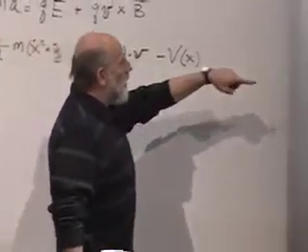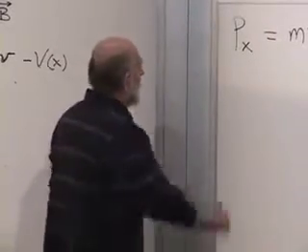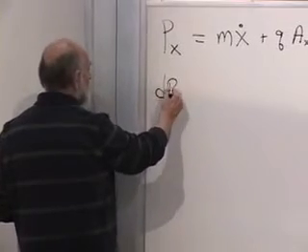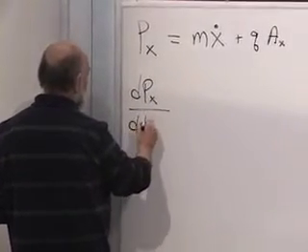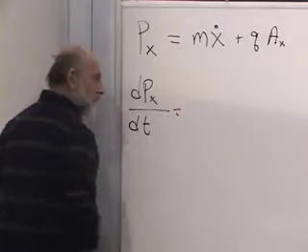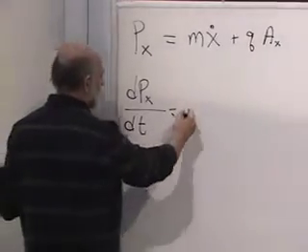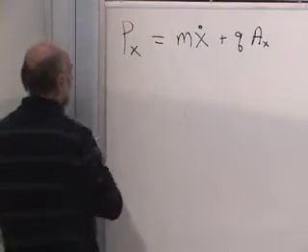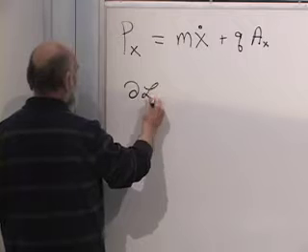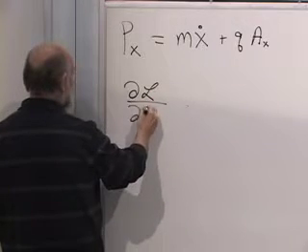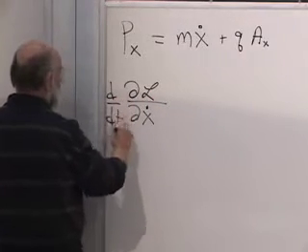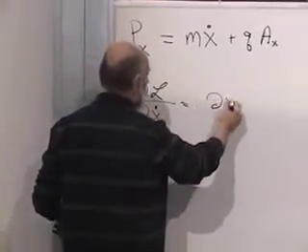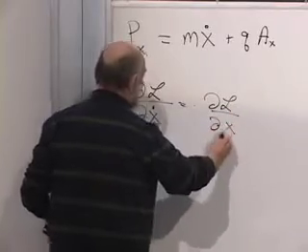But this is the canonical momentum. Now, what's the equation of motion? The equation of motion is that the time derivative of this, the derivative of p_x with respect to t, is equal to the derivative... Now this is just Lagrange's equations. Let's write it down. The derivative of the Lagrangian with respect to x dot, d by dt, that's just the derivative of p, is equal to the partial of L with respect to x.